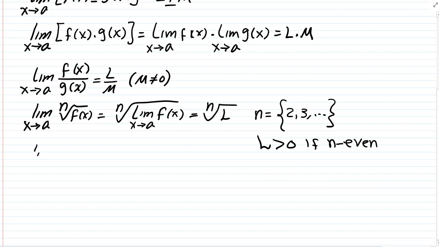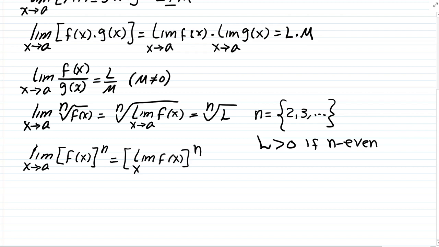The next limit law is this one. The limit as x approaches a of f of x to the power of n is just going to be the limit of f of x, to the power of n, as x approaches a. And this one is going to be L to the n power. For this one, n must be a positive integer again.